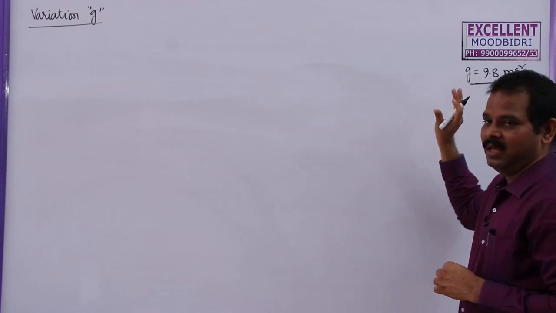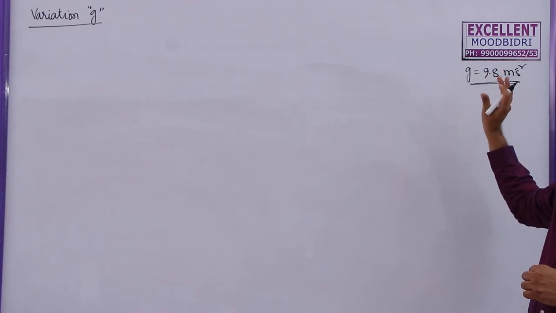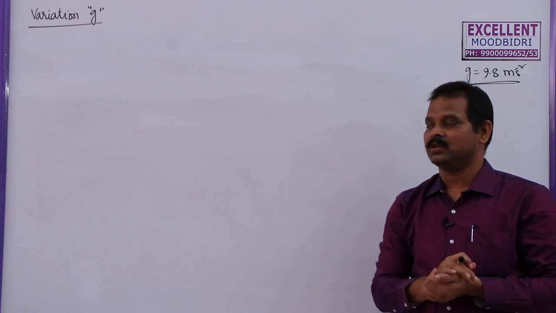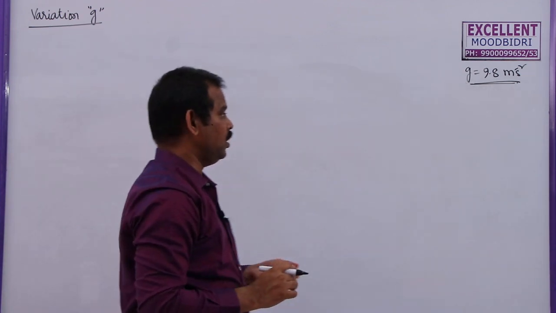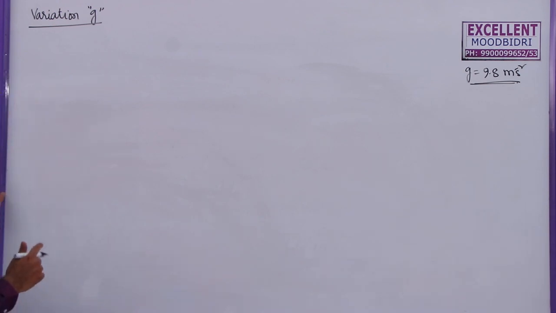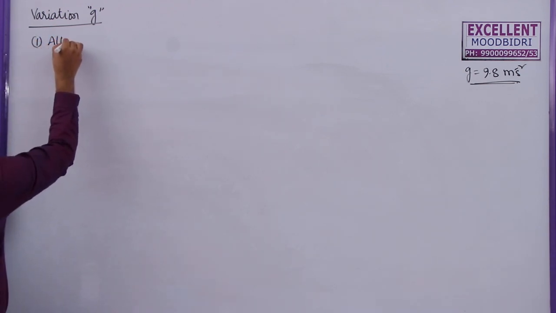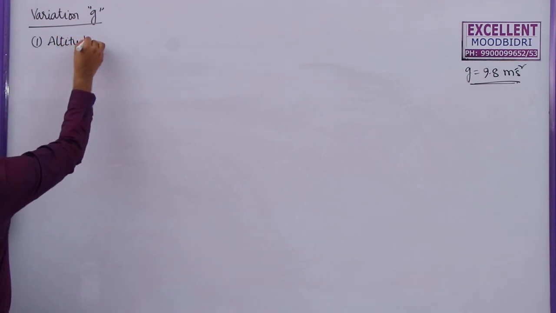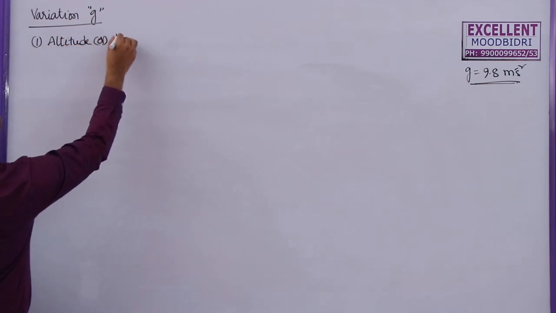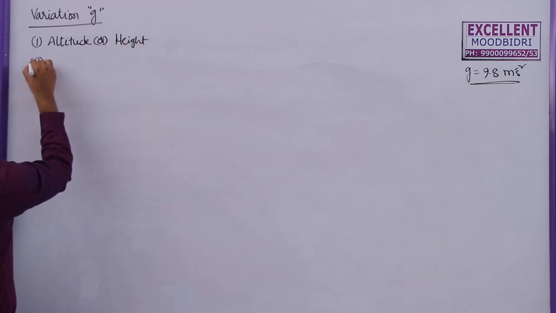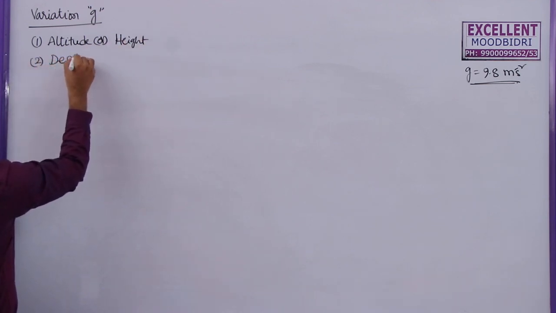This is the average value of small g on the surface of earth. That means the value of small g changes from place to place. Here, on what factors does small g change? The first one is altitude or height above the earth. Number 2, depth under the earth.